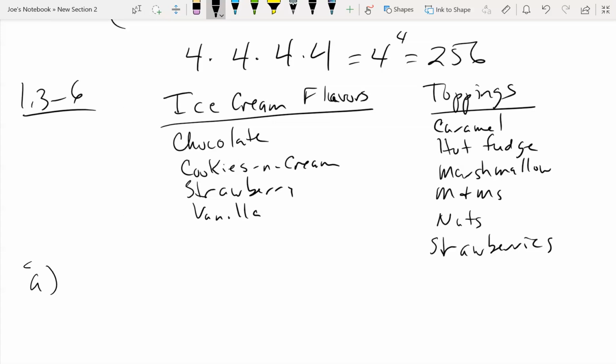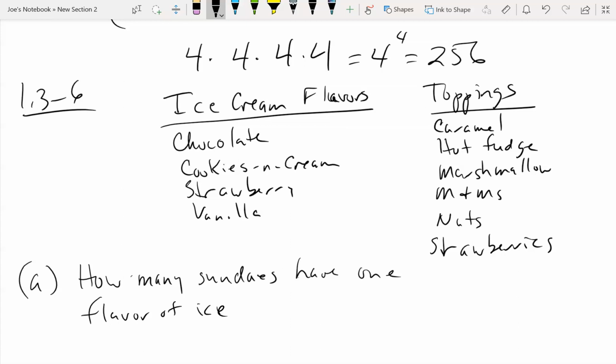All right, so let's go piece by piece here just to see if we can illustrate the different counting methods. So part A says how many sundaes have one flavor of ice cream and 6 toppings. Not 6 toppings, 3 toppings, sorry.